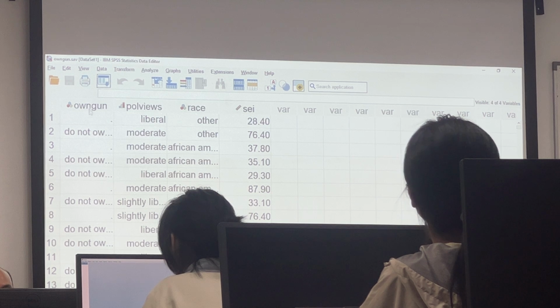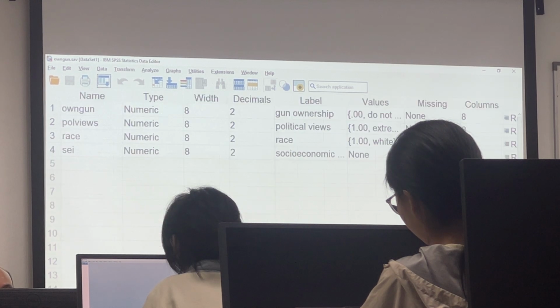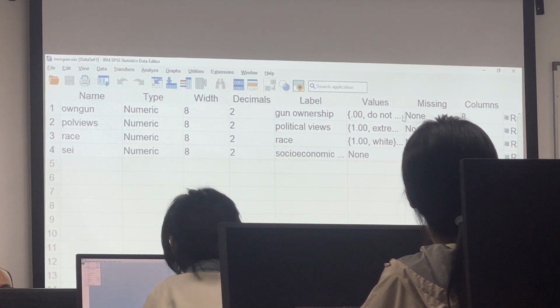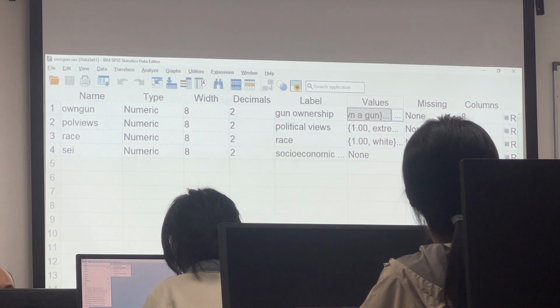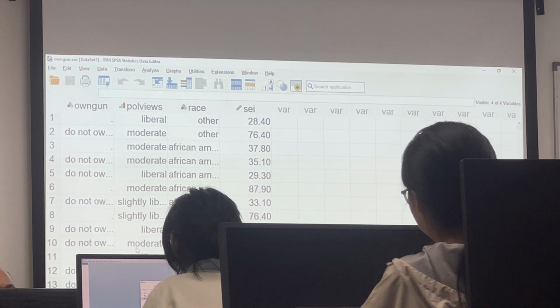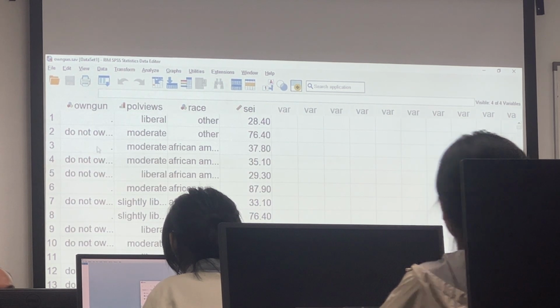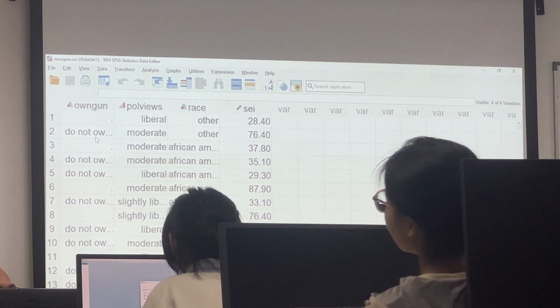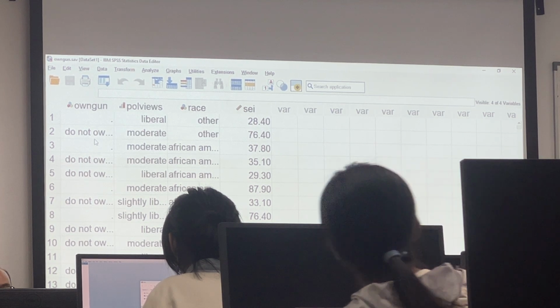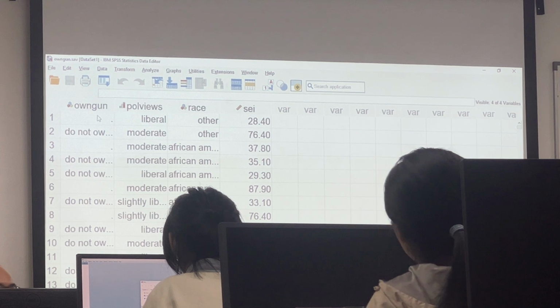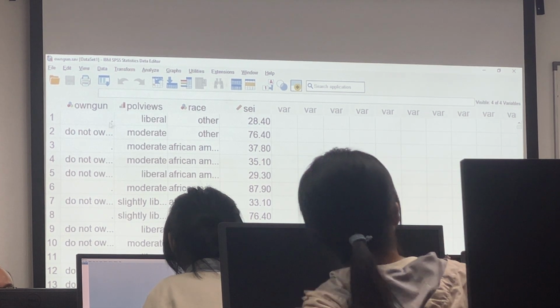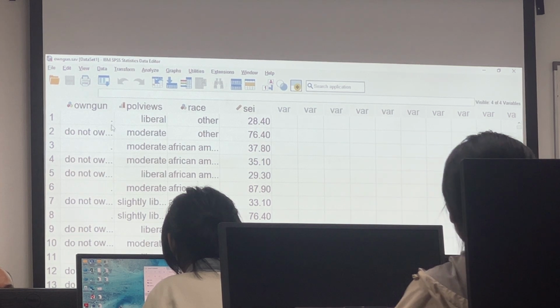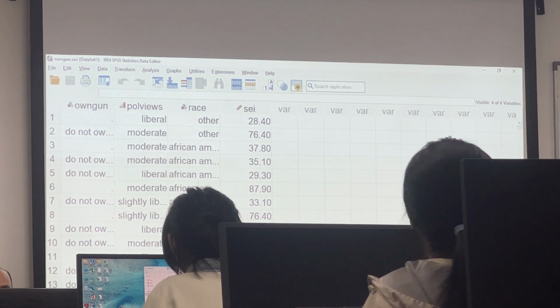So this is the own gun variable. It is either 0 or 1. 0 means do not own a gun, 1 means own a gun. If we have a group of people, we ask them whether they own a gun or not. If they answer no, we put 0. If they answer yes, we put 1. So that's a nominal variable. Here for certain people we don't have data, so it is a missing value.